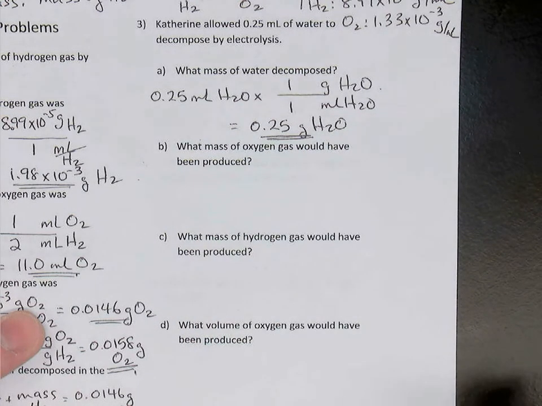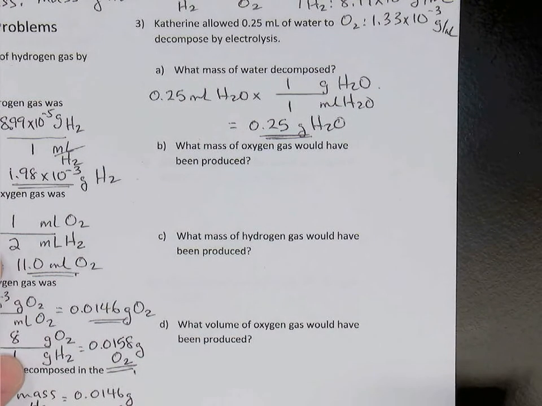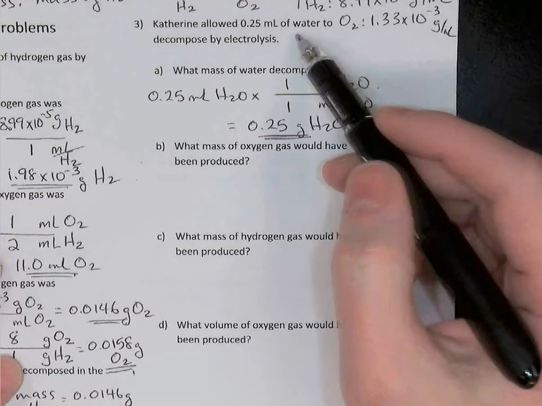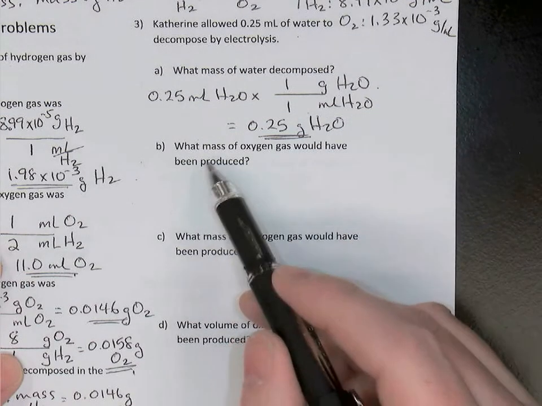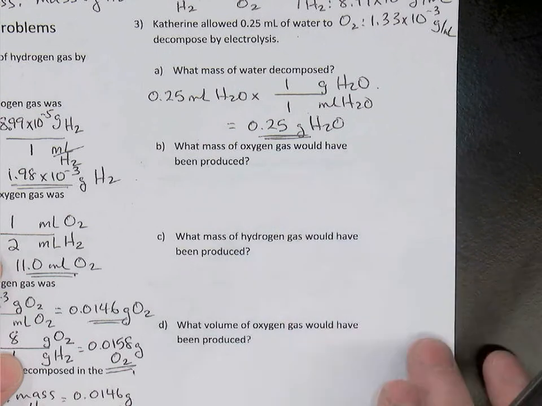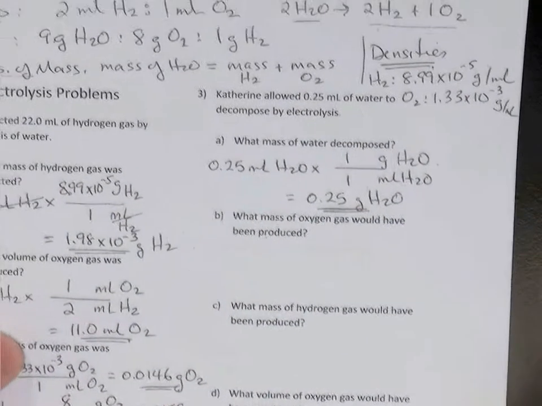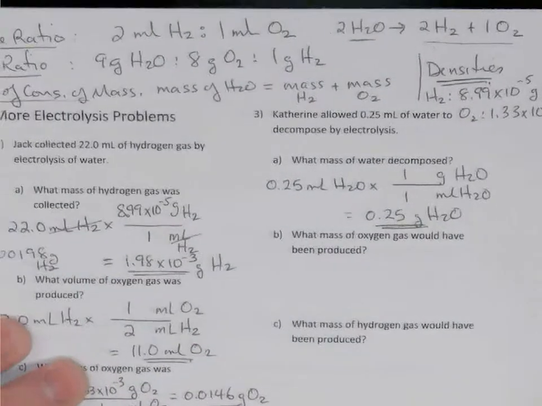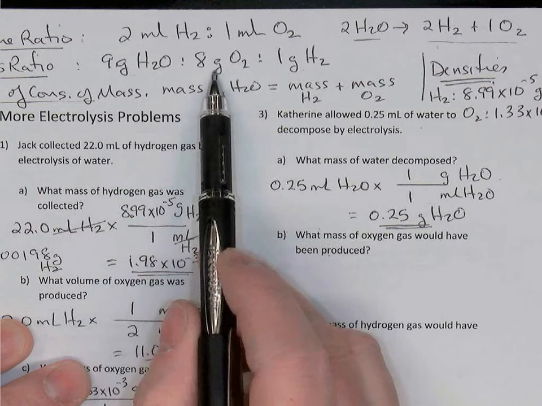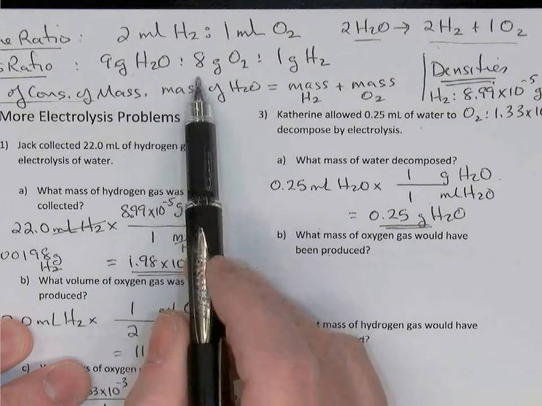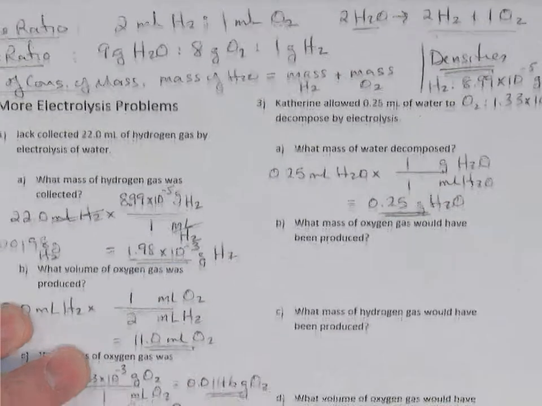decomposed. What mass of oxygen would have been produced? Well, there's only one way to do this at this point. We know the volume of water, we know the mass of water, and now we're asked for the mass of oxygen. The only way to do that right now would be to use the mass ratio. In the mass ratio, we know that there's 9 grams of water for every 8 grams of oxygen, since those are the two substances we're dealing with here.